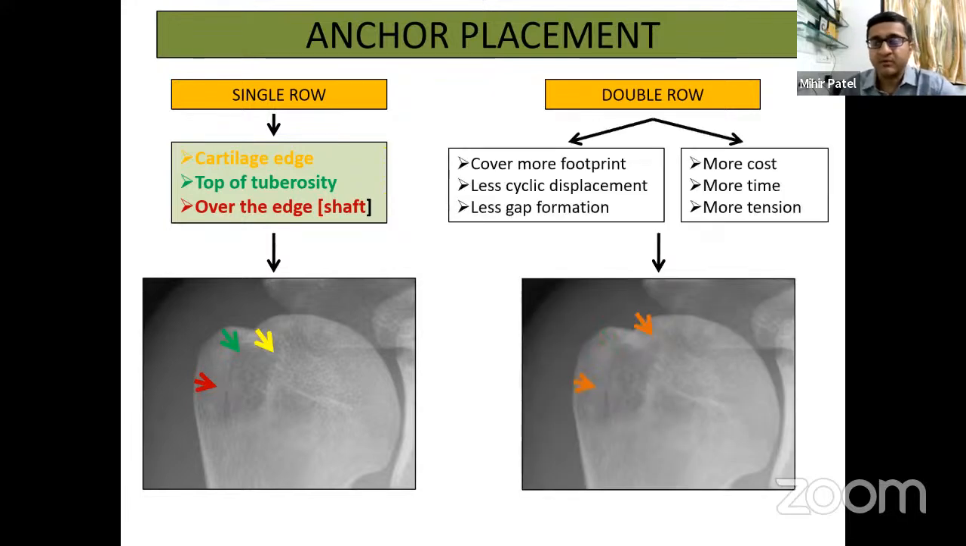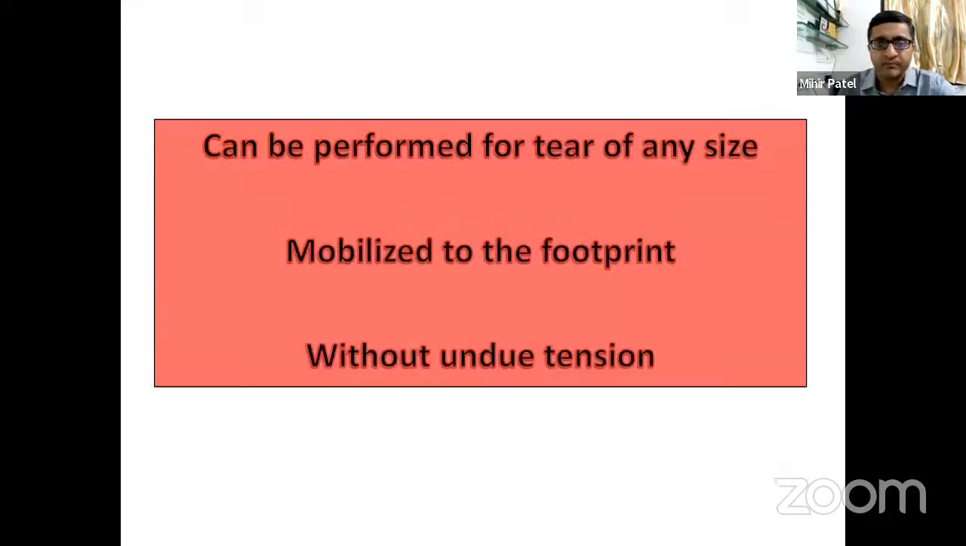In contrast, what we do in a double row repair is we put one anchor in the near medial edge, very close to the cartilage, and one anchor over the top of the greater tuberosity. So what we are trying to do is cover the entire footprint. It is said theoretically that it reduces cyclical displacement, reduces gap tension, and gives very high biomechanical strength. However, it increases your cost, takes time when you start, and obviously, if you're going to try to pull the cuff over the edge, you're repairing it under very high tension, which you don't want to do.